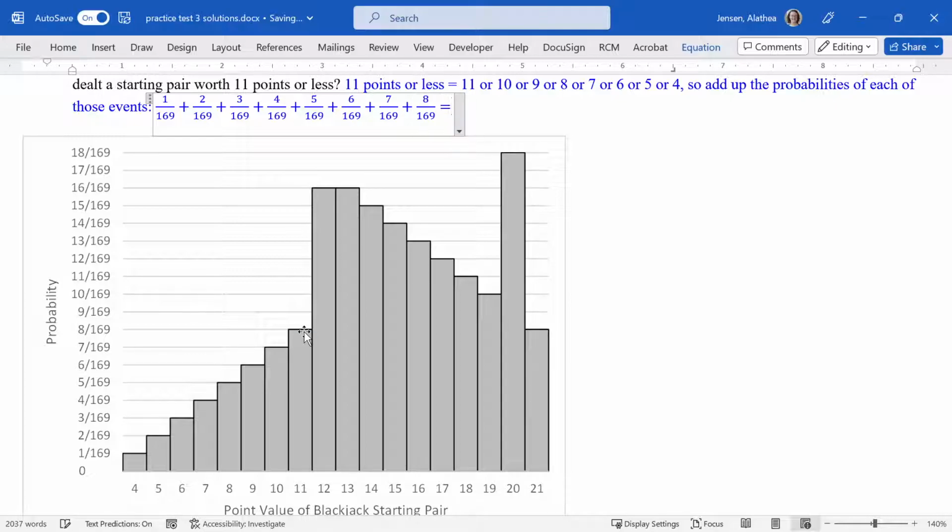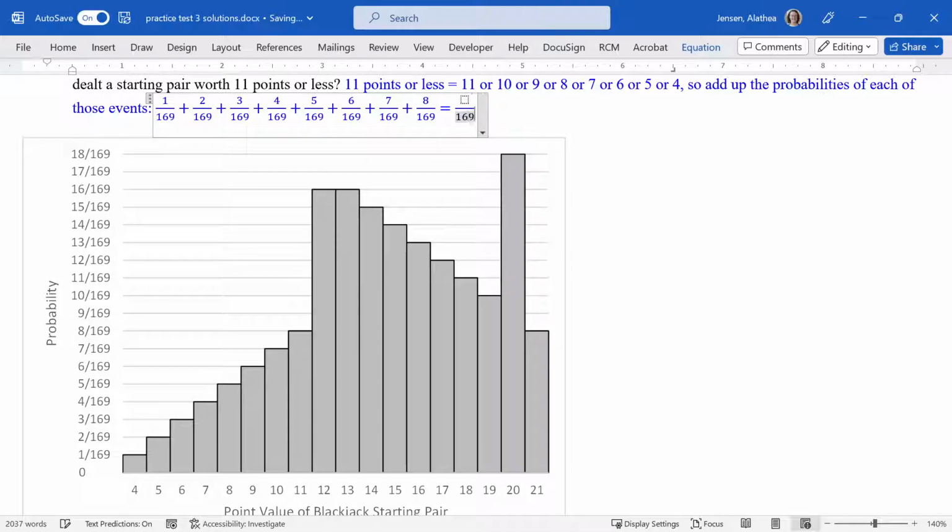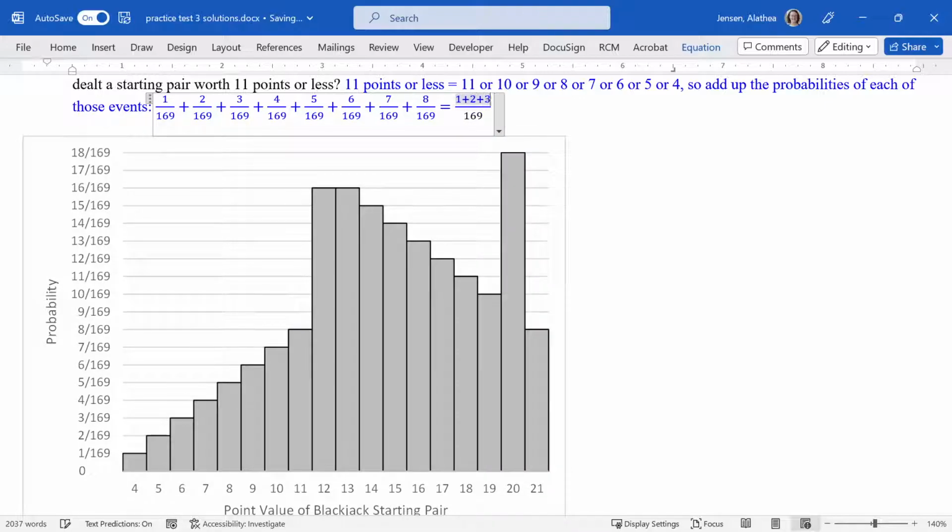The easy way to add those up, of course, is to put them all over the same denominator and then do 1 plus 2 plus 3 plus 4 plus 5 plus 6 plus 7 plus 8. If you want to, you don't have to simplify it actually. You can just circle this and leave it like that.